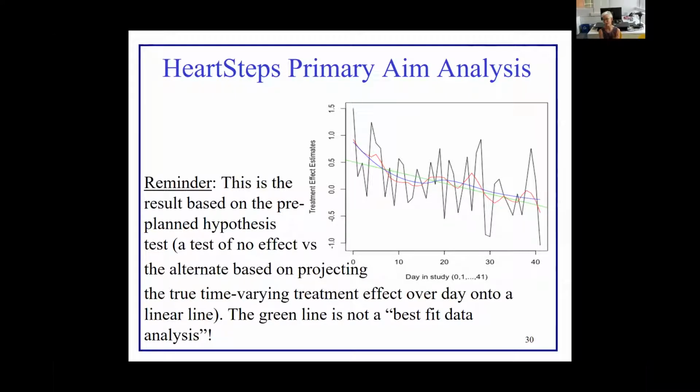Again, this is another reminder. I put this slide in so I would make sure I said this. This was a pre-planned hypothesis test of no effect versus an alternative. And the alternative is based on projecting the true time-varying treatment effect, which is sort of like that black line, onto a linear line, and that green line is our linear line. And certainly you're not going to say, oh, the green line is a best fit data analysis. This is not an observational data analysis. This is pre-planned. It's for an experimental study. And we're trying to pick up the main signals. And that's what's going on here. And that's what you saw in the last analysis.